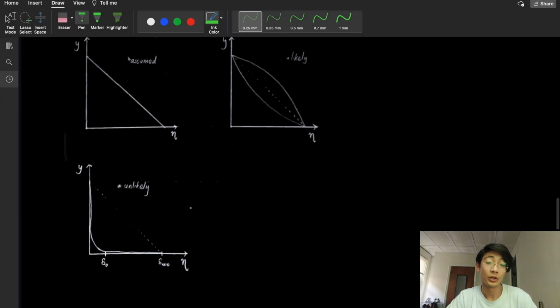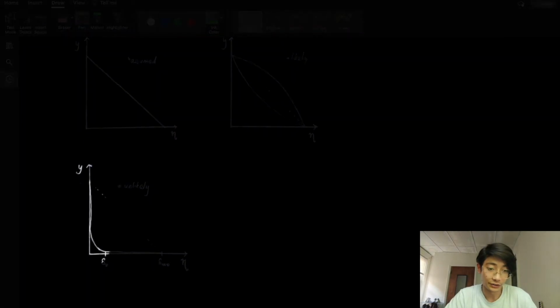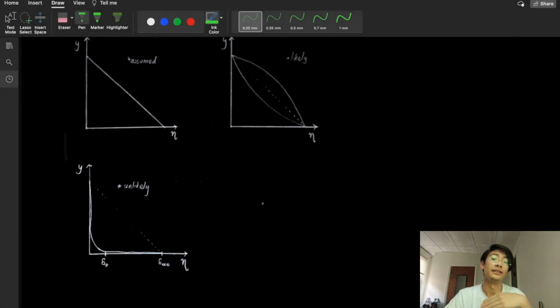However, could there be a case where the graph actually looks like this, and the actual value of dy over d eta is something like 10 to the negative 5, 10 to the negative 10? Could it be? That's certainly possible, but it's extremely unlikely. The reason is that whenever something like this happens, the most likely cause is that when we scaled eta with z and delta, that was probably done in a bad way.